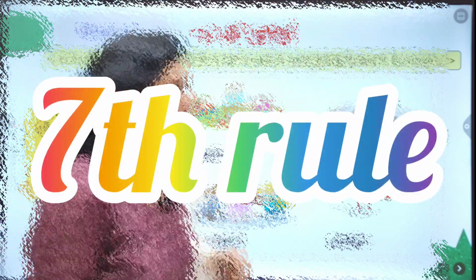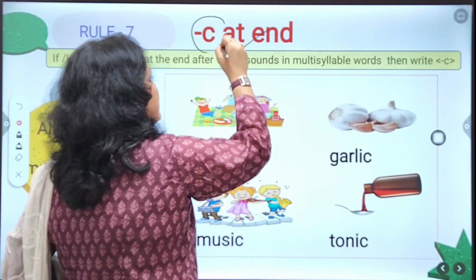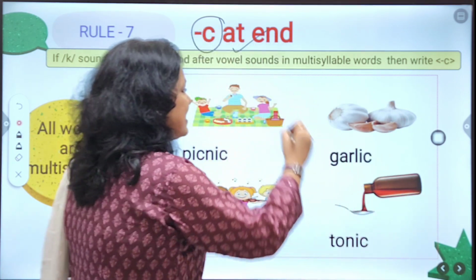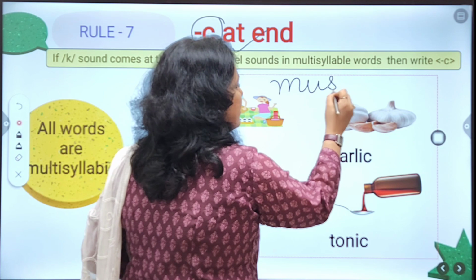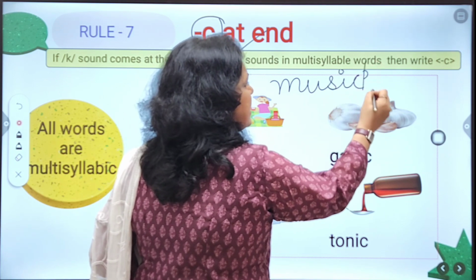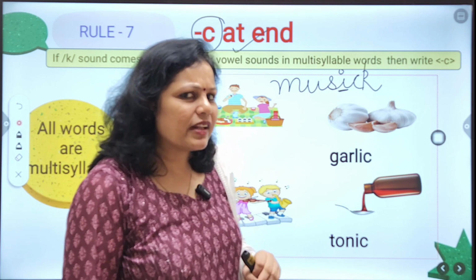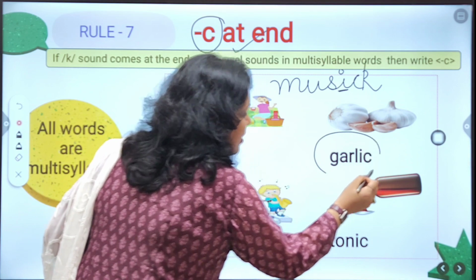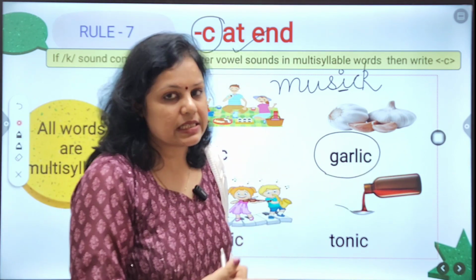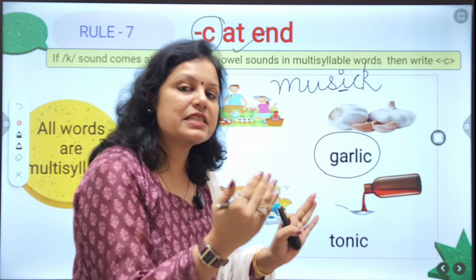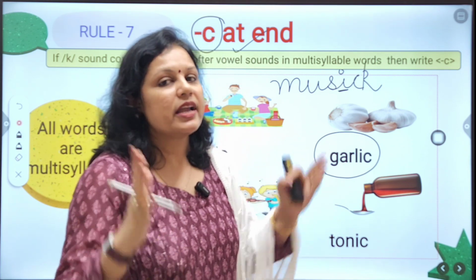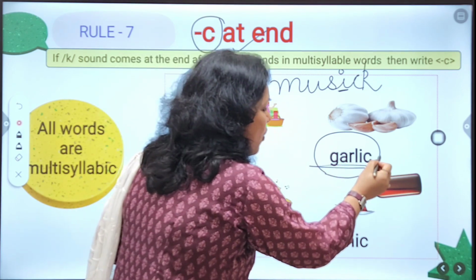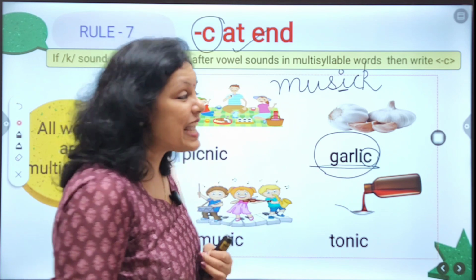Let us see the seventh rule now. Now, what is the seventh rule? In the seventh rule, we are going to talk about the letter C coming at the end also, right? Just see the word here. Here, we do not have CK at the end, although this is a short vowel sound. So, what is the rule? The rule says that if you have a word which ends with the K sound, but the word is multisyllabic, or disyllabic, or in layman's language, if the word has more than one vowel sound, then always you will write the letter C.